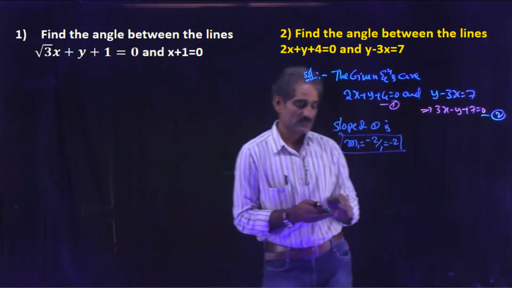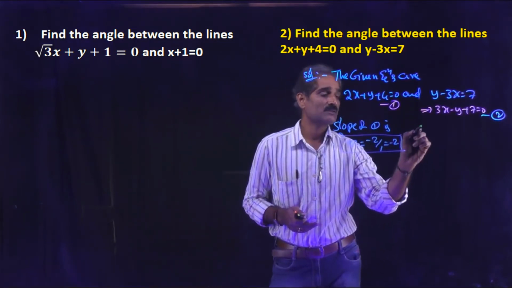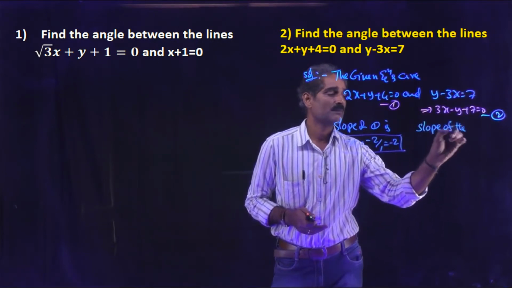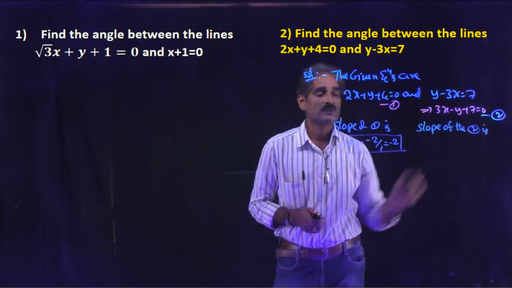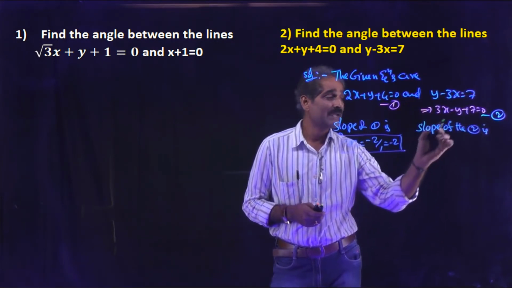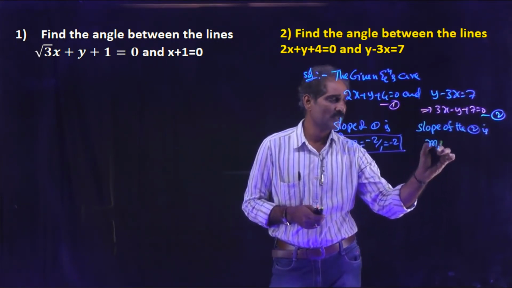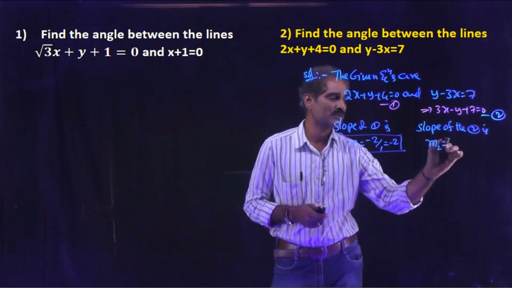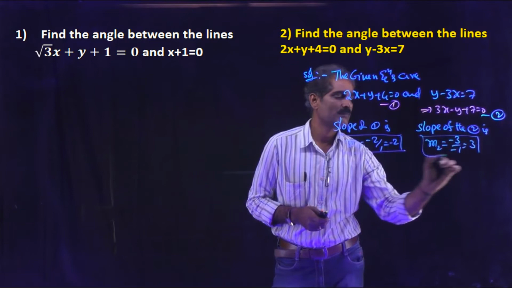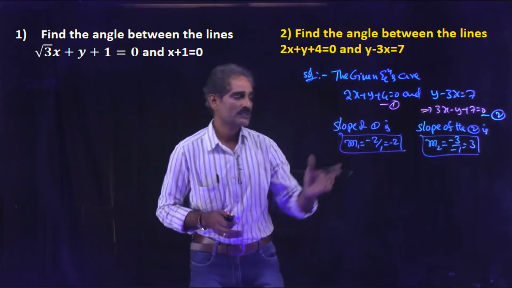Okay, next, the slope of the second line. Let us take the slope of this line equal to m2. That is equal to minus x quotient to y quotient, that means minus 3 by minus 1, that is equal to 3. So here we have m1 and m2.